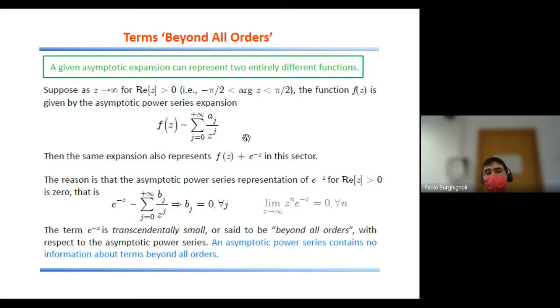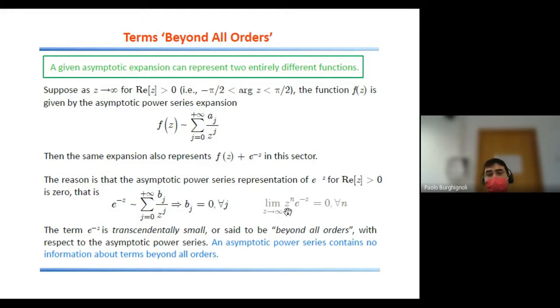Now this exponential function in this sector has by itself an asymptotic expansion in inverse powers of z with coefficients b_j. However, all those b_j coefficients are equal to 0. That's because the exponential goes to 0 faster than any power. So if you try to calculate all those coefficients by evaluating the limit of the product of the generic monomial z^n times e^(-z), that limit is equal to 0 for any n, because any power goes to infinity less fast than the exponential.